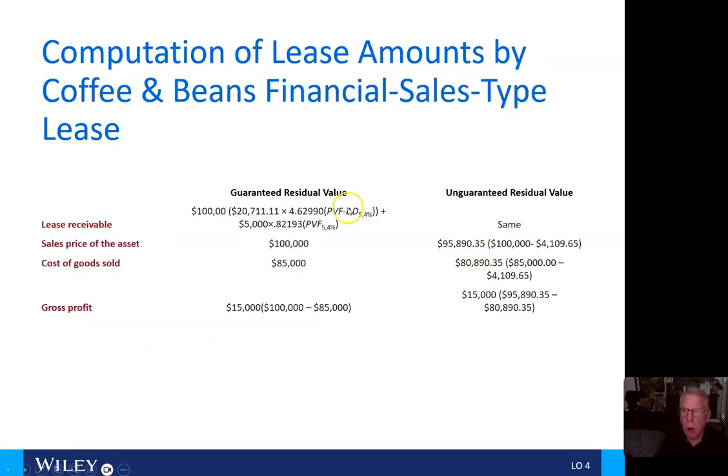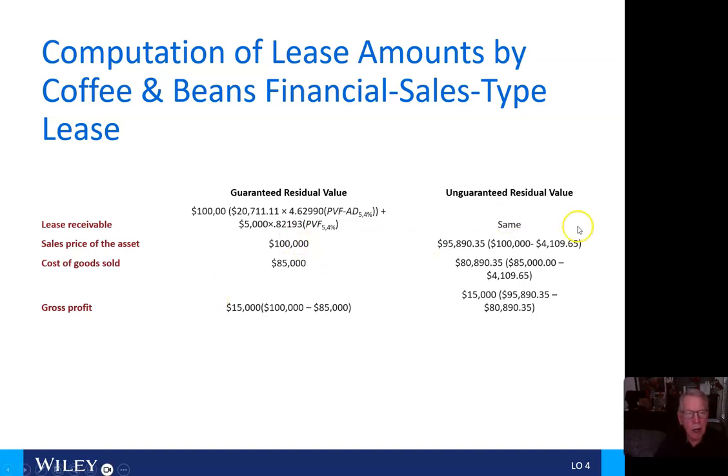Okay, so if I look at the computation of the lease amounts by coffee and beans in a financial sales type lease, here they're showing the guaranteed residual value, and we go through that calculation here that we just went through. And then the sales price of the asset is $100,000. The cost of goods sold, $85,000. And the gross profit, of course, will be $15,000.